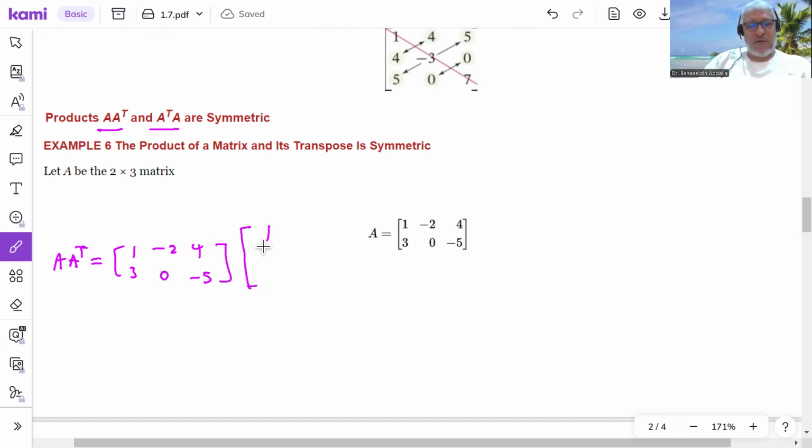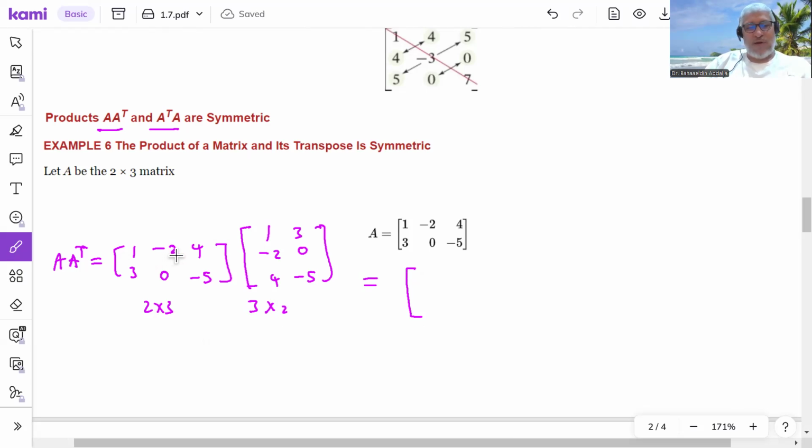Write the first row as the first column and the second row as the second column. Now, always when you multiply A times AT or AT times A, you will have a square matrix. That's also symmetric. Here I have 2 rows and 3 columns. Here I have 3 rows and 2 columns. So the product will give you 2 by 2, while AT times A will give you 3 by 3. Both would be symmetric. So let us find the product, multiply this row times this column.